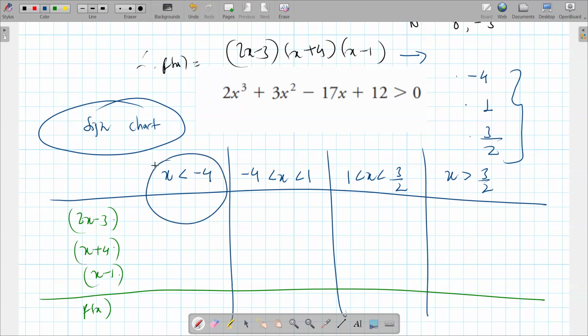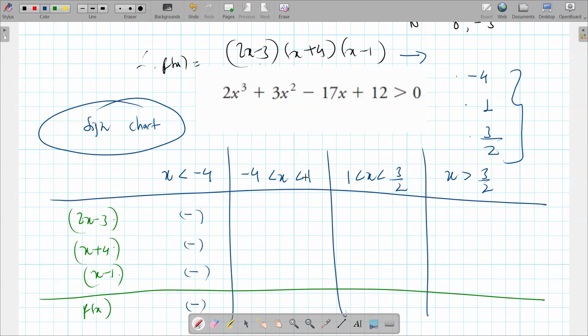So for our first range, x is less than -4, so I'm going to plug in -100. The only thing you're interested in is the sign. So 2 times -100 minus 3, that's a negative. -100 plus 4, that's a negative. -100 minus 1, that's a negative as well. So f of x is the product of these three, so you just multiply the three signs. Negative times negative times negative is a negative. So our function is going to be below the x-axis. And then you keep going.